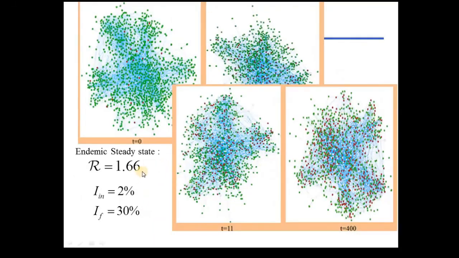So here I have run a simulation for R is equal to 1.66, and here I have started with the same network. With the same network I have started with I initial equal to 2%. So in the total population only 2% of them are sick. Here you can see very small fractions here and there, some red dots sitting, and most of them are susceptible. Green means susceptible, just remember that. Most of them are susceptible, only 2% were sick.